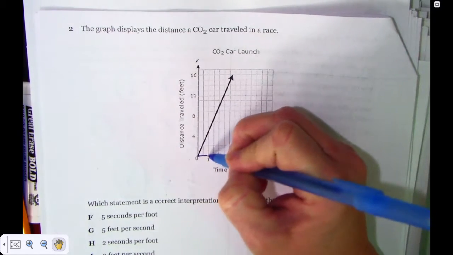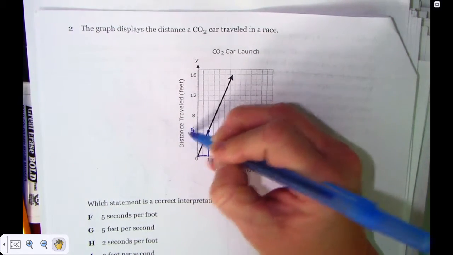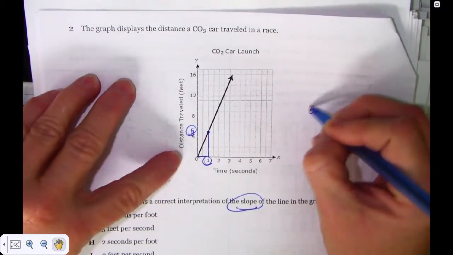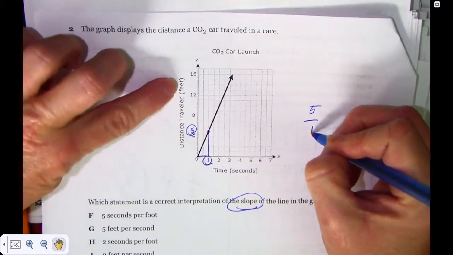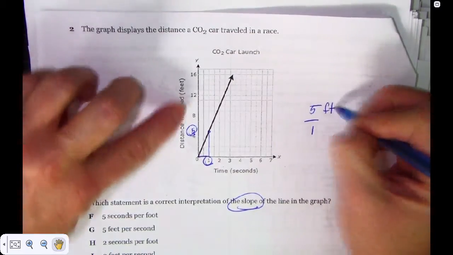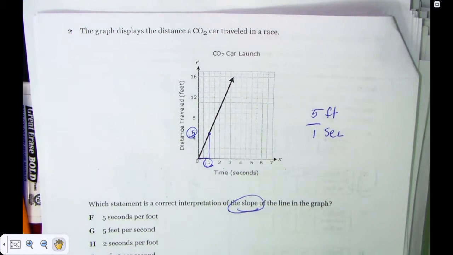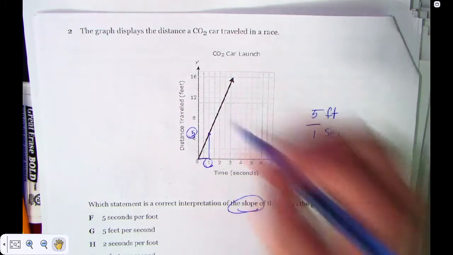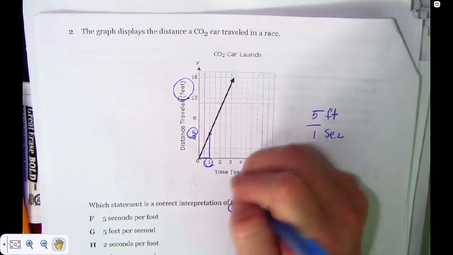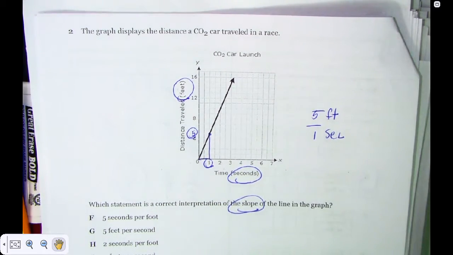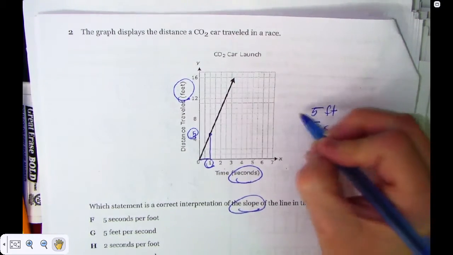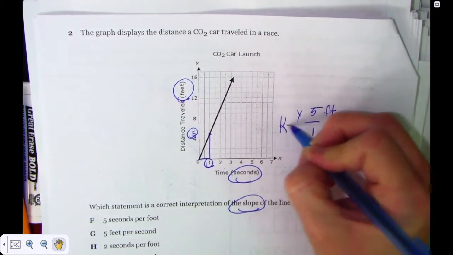You found the rate for 1, which was 5. And you said 5 feet over seconds. We've got to know that. Because some people chose F, seconds over feet. But remember, it's Y over X. If you're doing the unit rate, it's Y over X. I did the unit rate.